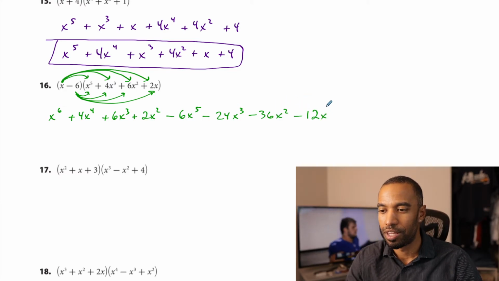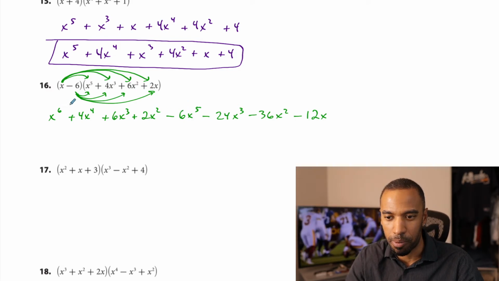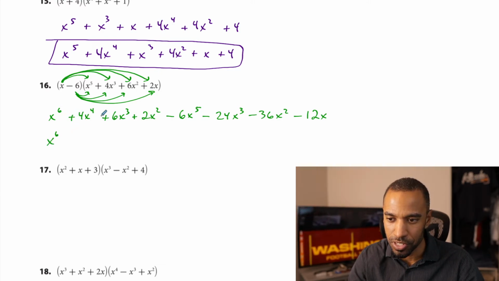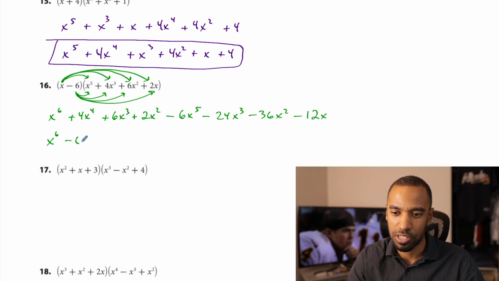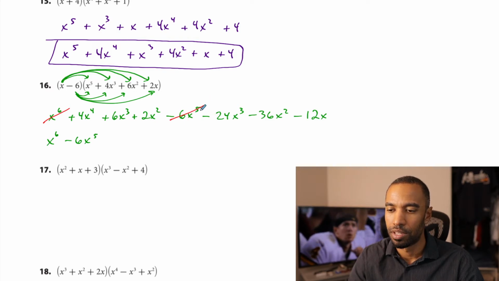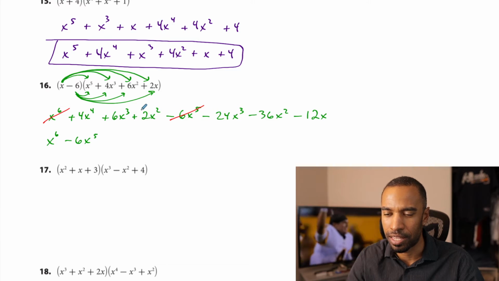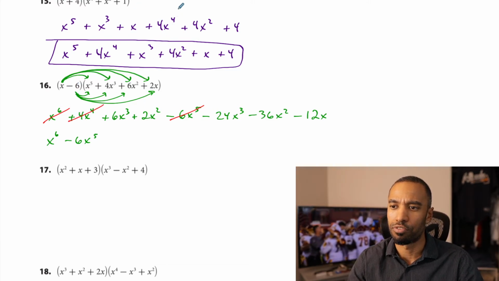Minus 12x. All right. Now we got to combine like terms, and this is the part where you got to start hunting here. I have an x to the 6th only. Do we have an x to the 5th? Look for them. Here's one, and it looks like that's it. So negative 6x to the 5th. You can do one of those things like I do where you start crossing things out when you find them. So like x to the 4th. Here's a 4x to the 4th, and I think that's the only x to the 4th. Does that make sense? Yeah, there's only one. So plus 4x to the 4th.